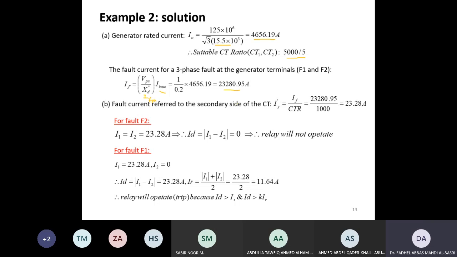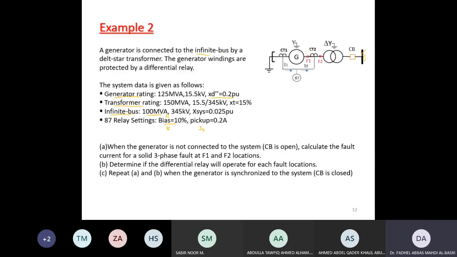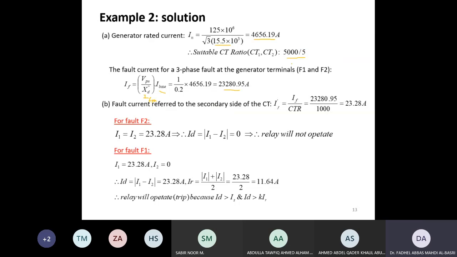Now, the fault current referred to the secondary side of the CT. If I take this current and refer it to the secondary side of the CT, because the CT ratio is already 5,000 to 5, I get this current referred to the secondary side of the CTs.